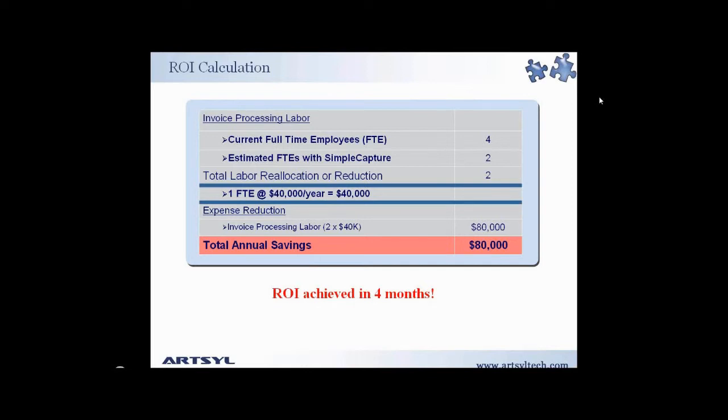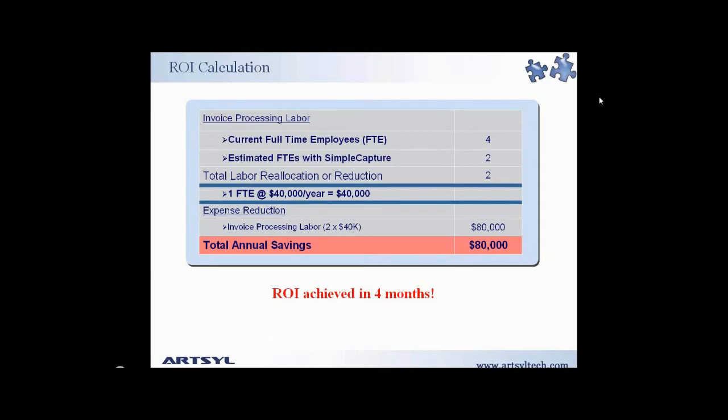My ROI calculation is as this slide represents. It's the current number of full-time employees, and if in this example it takes 4, and the estimated number with the technology implemented, in this case SimpleCapture, so 4 is reduced to 2. We are saving 2 FTEs. The average FTE in an AP environment in a metropolitan area, fully burdened with salary and benefits and so forth, is about $40,000. So 2 times 40,000 equals $80,000 per year in cost savings for that organization.